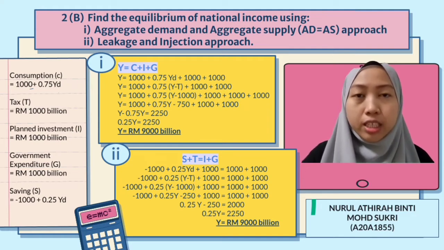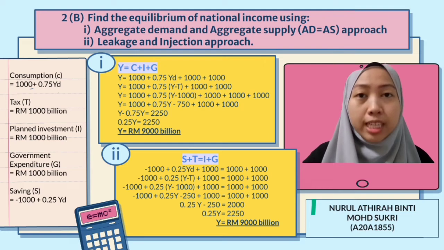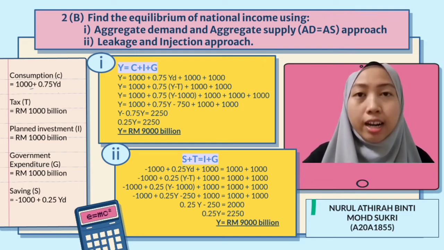In consumption, we have YD, that means we need national income minus tax. So the value of tax is RM 1,000 billion. So the final answer we get is Y equals RM 9,000 billion.